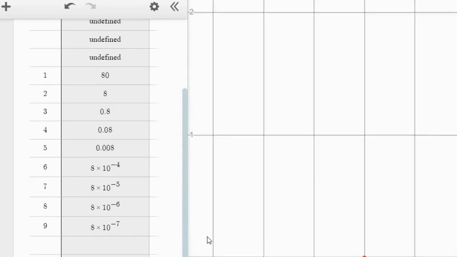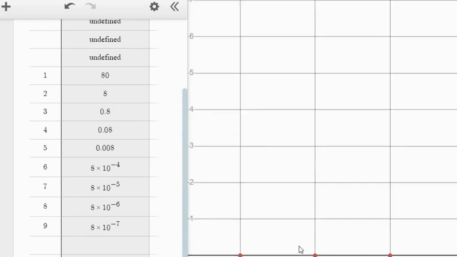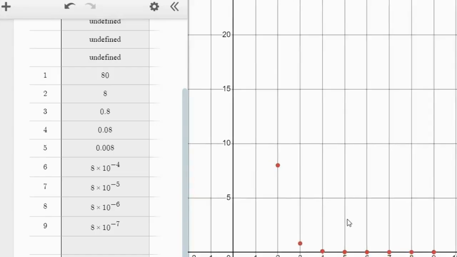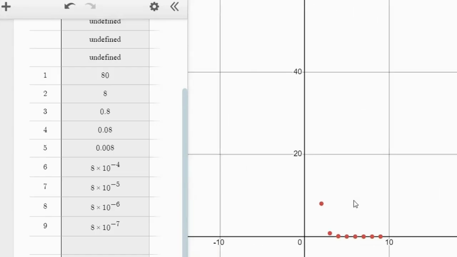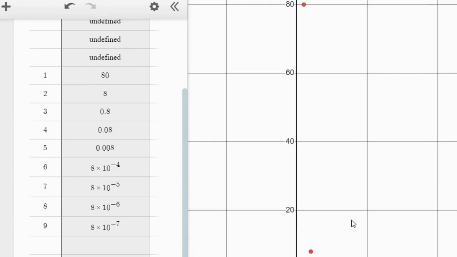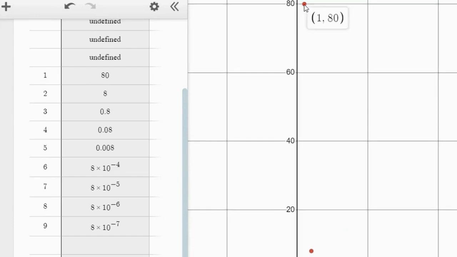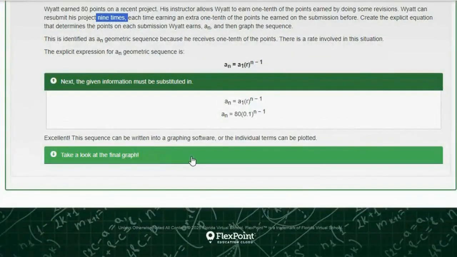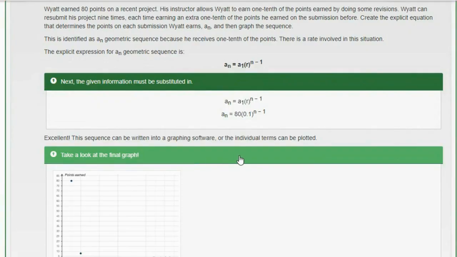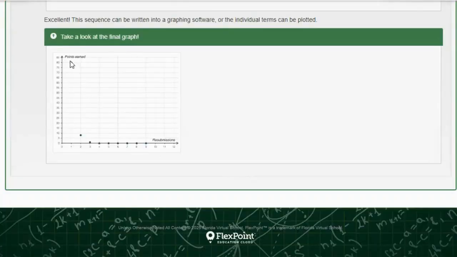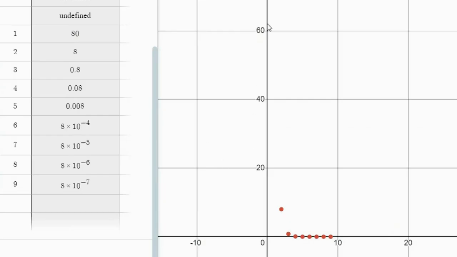So let's back out of this. But that is our graph that we made all the way up to the 80. There we go. Our graph that we made all the way to the top there. When they put it into the graphing software, there's what it looks like. Ooh, that's exactly what ours looks like.